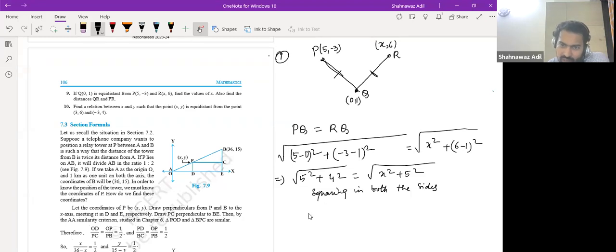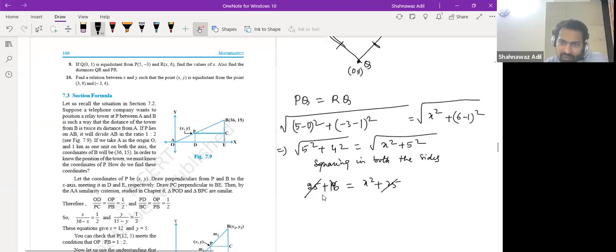So this is 25 plus 16, and then this is x square plus 25. So 25, 25 cancel, right? We have x square is 16, so x is what? Root 16, which is plus minus 4, right?